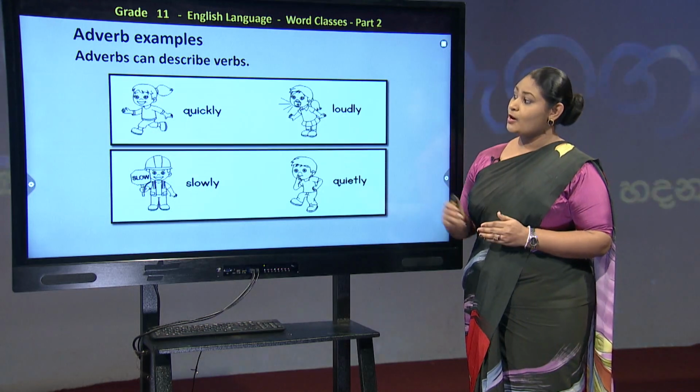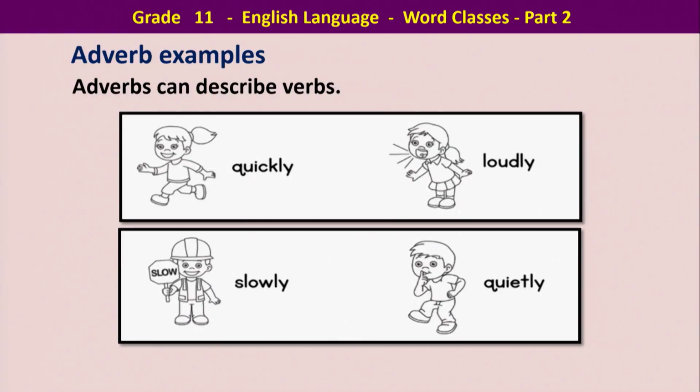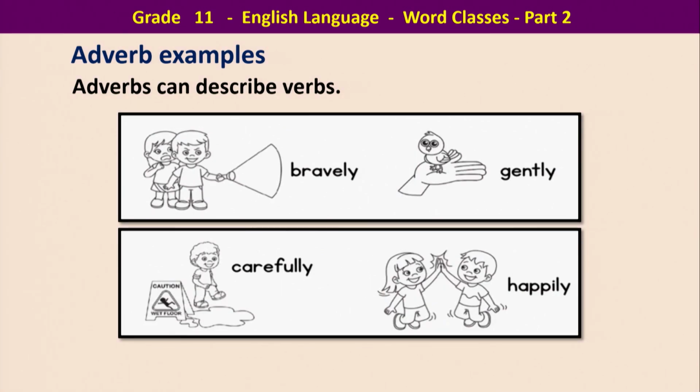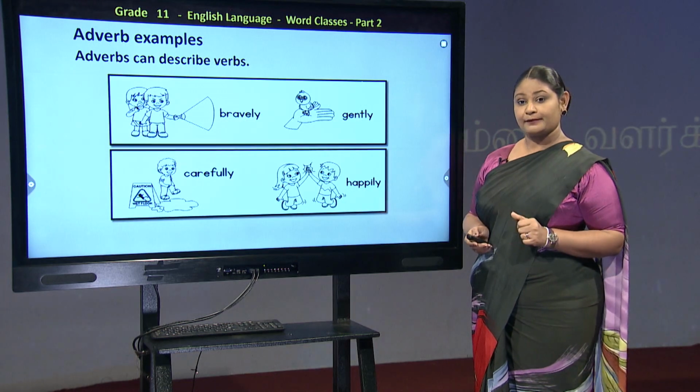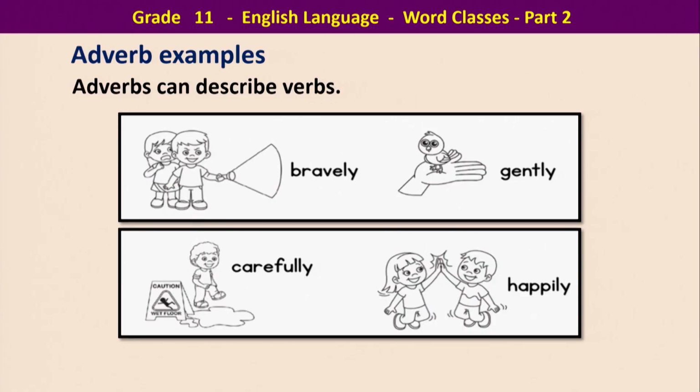All right. Now, adverb examples are given. Here you have more examples. Quickly. How does she run? She runs quickly and she shouts loudly. Slowly. He walks slowly. Please walk slowly. Quietly. Don't shout. Right? Talk quietly. Bravely. Gently. Carefully. Happily. They played happily. How did they play? These are adverbs of manner. They describe how you did it, how you do it.